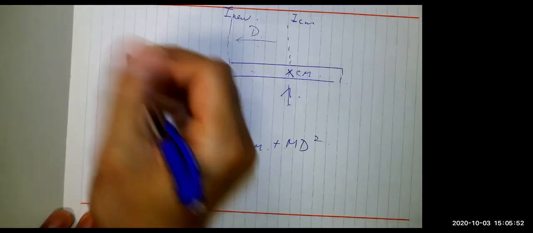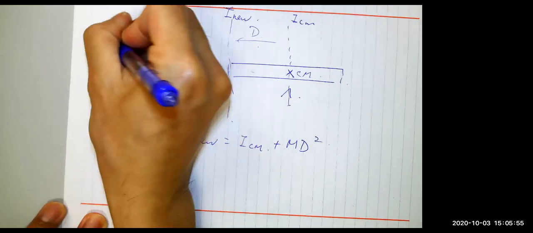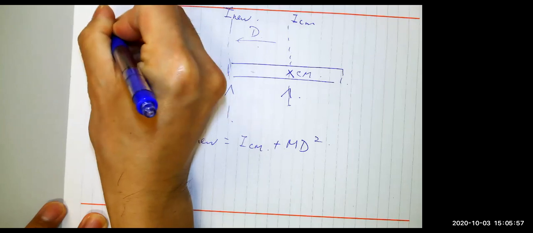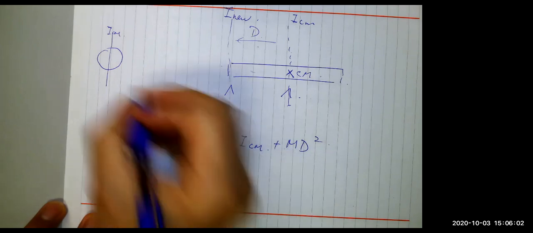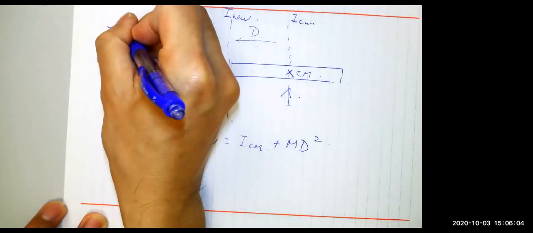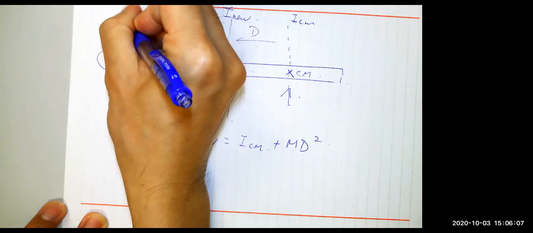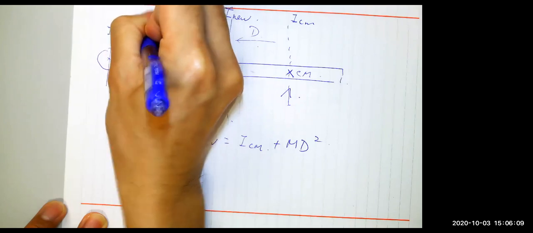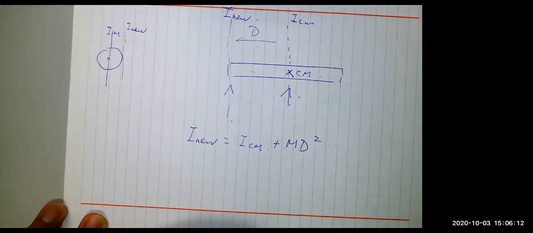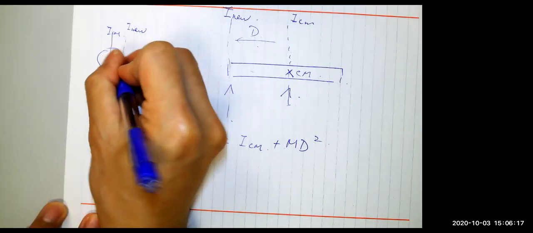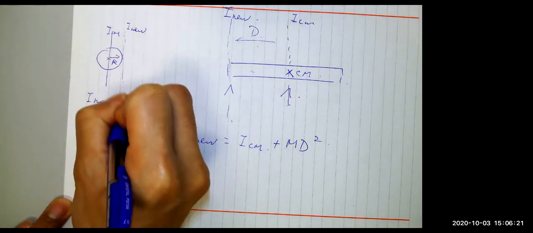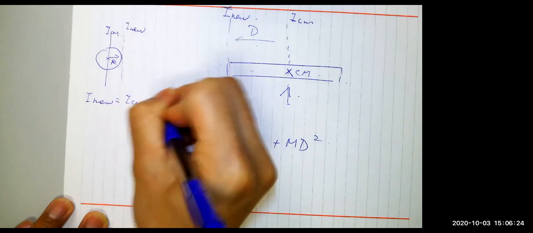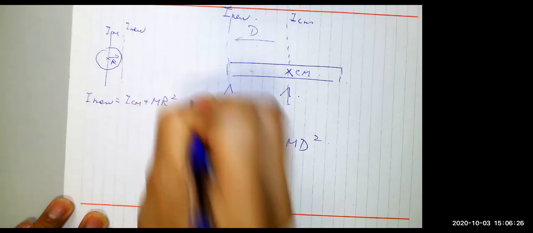You could have the case of a sphere. Originally, you have a sphere, and the moment of inertia passing through the center of mass is this one. Now, you may move the axis of rotation such that it is now touching the surface of the sphere. So if the radius of the sphere is r, then I_new, in this case, is equal to I_CM plus m r squared.